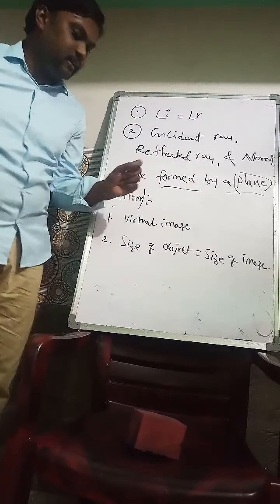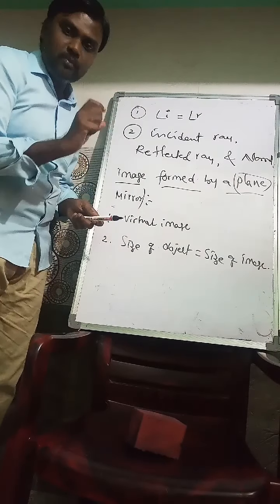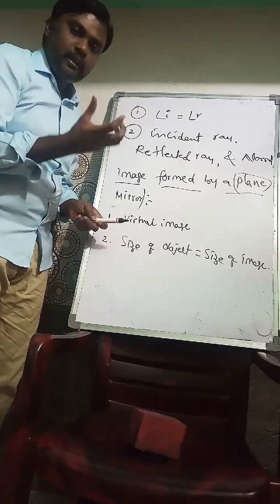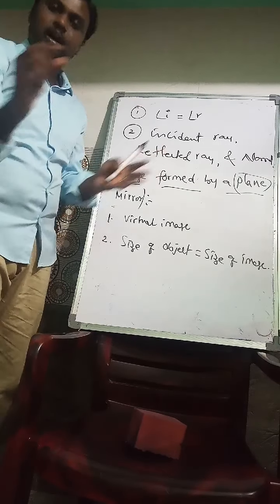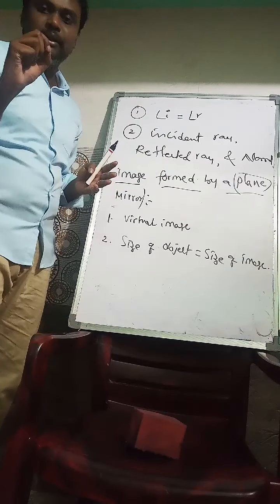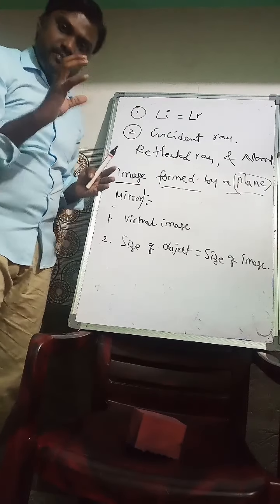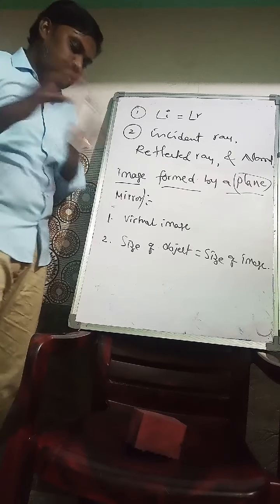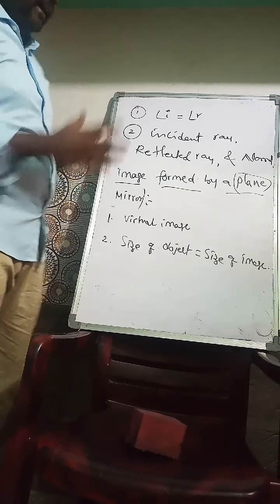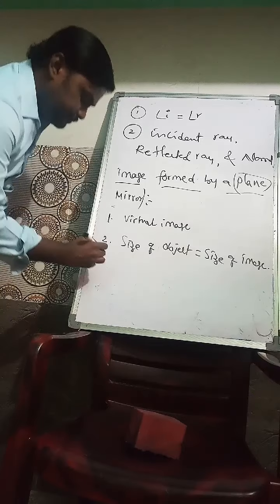Suppose you have taken a small size ball, it won't appear as a big size ball or a very small size ball. If you have taken this size of ball, the image will also be the same size. So there is no change between the size of the object and the size of the image.